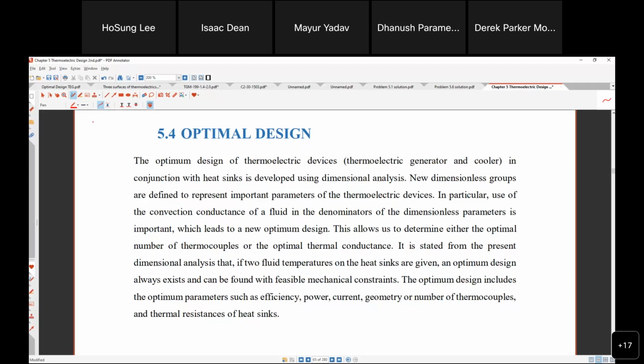By the way, so I have to tell you about optimum design.